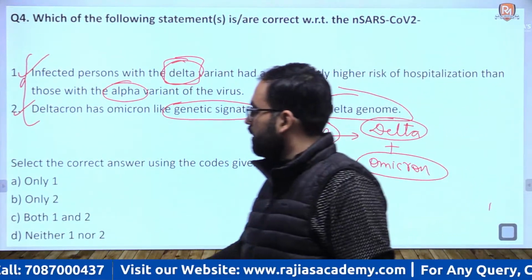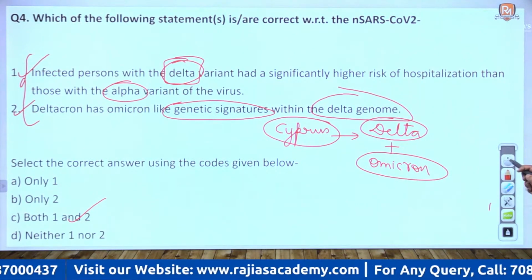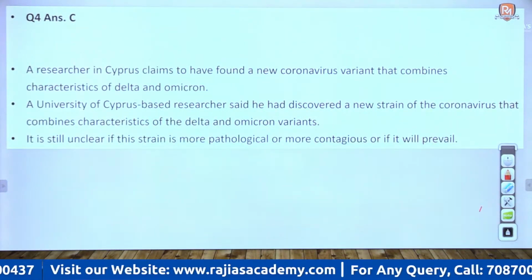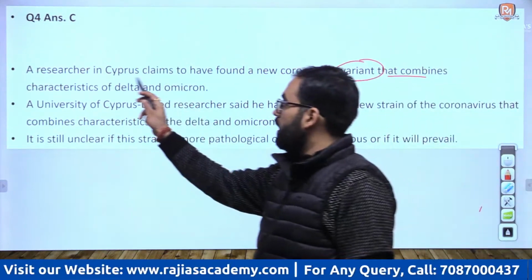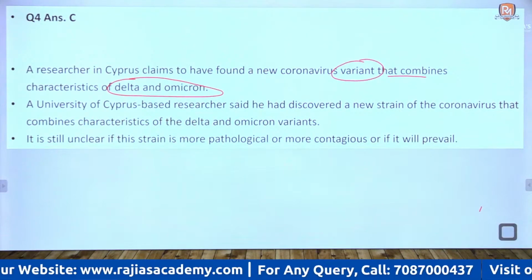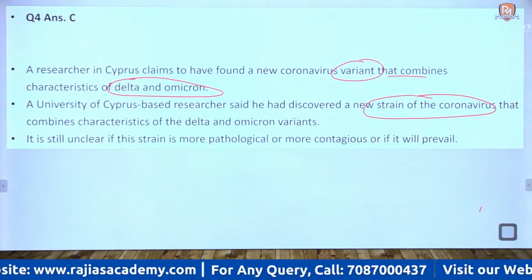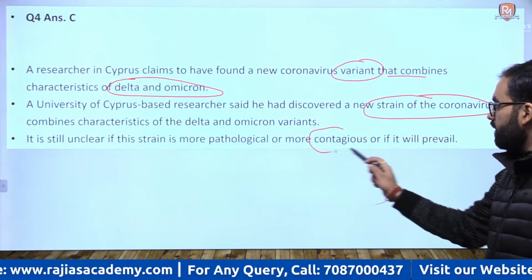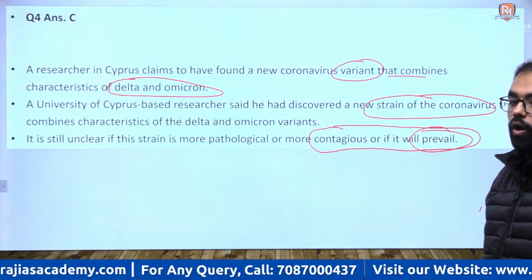So for question 4, the answer obviously is C. Both these statements are true. This is basically a Cyprus research that has found this new variant that combines the characteristics of Delta and Omicron, and the University of Cyprus based researchers have claimed that this is a new strain of the coronavirus. Although it is still not clear whether it is going to be more contagious, whether it is going to prevail or not.